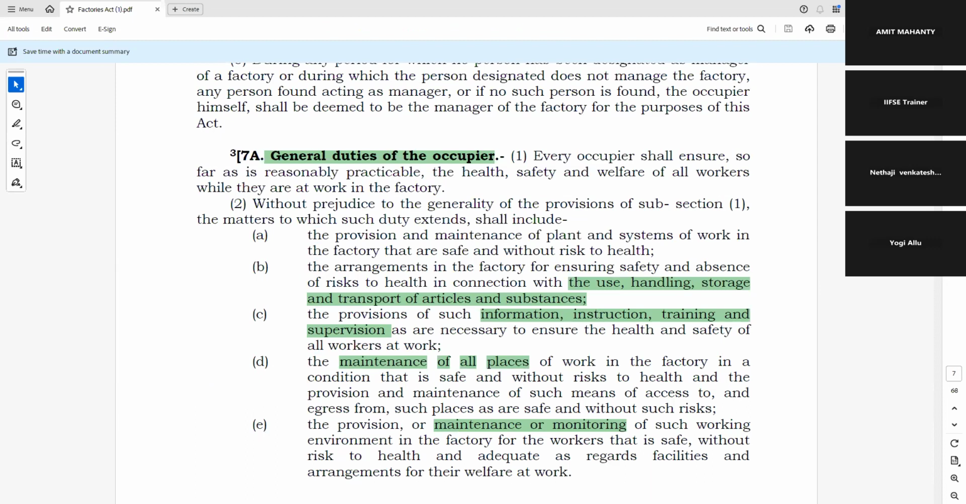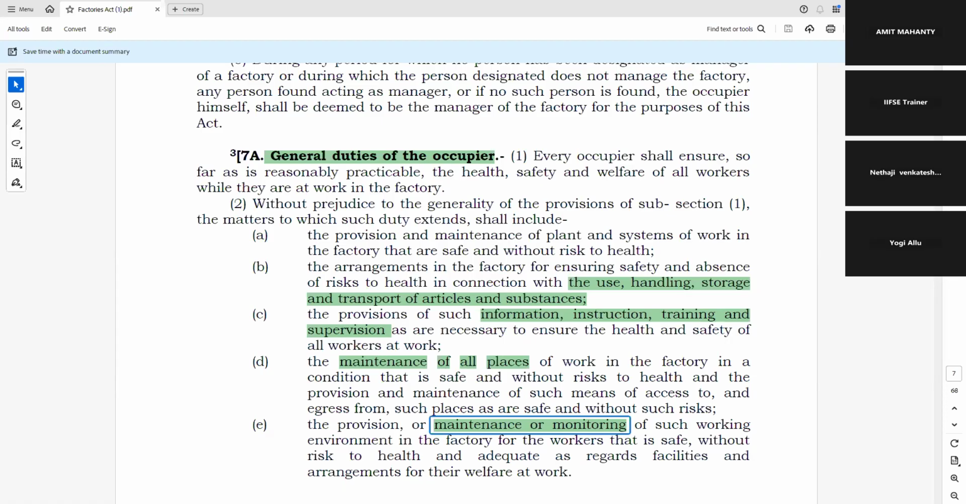Then we have the general duties of the occupier. When I say occupier, who is the owner of the facility, right? Who has ultimate control over the safety actions or safety processes. Okay. What are the duties? He has to provide the plant and systems, and the factory must be safe. So basically, he has to provide a safe and healthy workplace to the people.